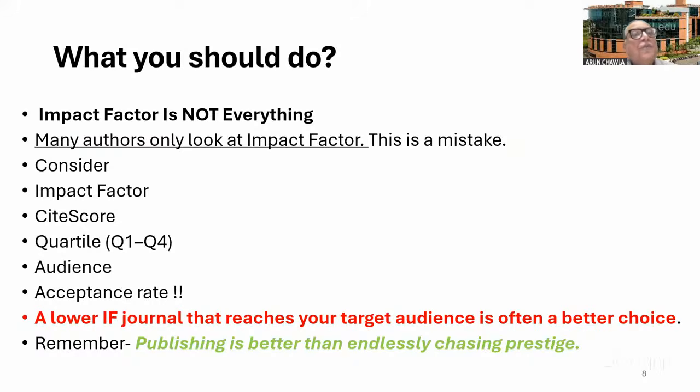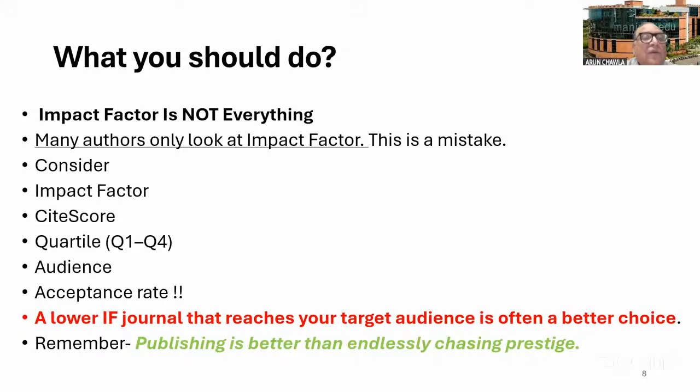It's very important. You should not be obsessed about the impact factor. Many times we just look at the impact factor of a journal, but there are other important indices which are to be kept in mind: the CiteScore, the quartile score, the Q1 to Q4 classification of various journals. You may have a European journal in Q1, but the journal which fits your manuscript is placed in Q2. You have to choose now whether to go for Q1 or Q2.